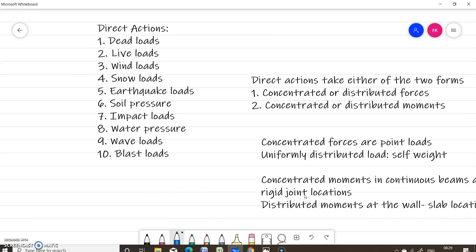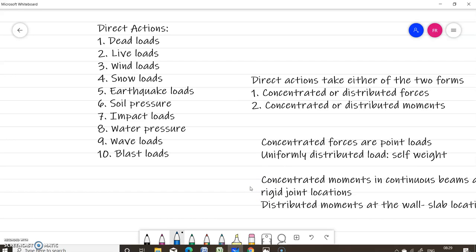Now in the case of a rigidly connected beam slab joint, the wall slab junction will be subjected to distributed bending moments. When a slab is considered in isolation, the distributed moments at the boundaries are treated as externally applied loads. Now concentrated torques are usually encountered in shafts. For example, the torque applied while turning a screwdriver.